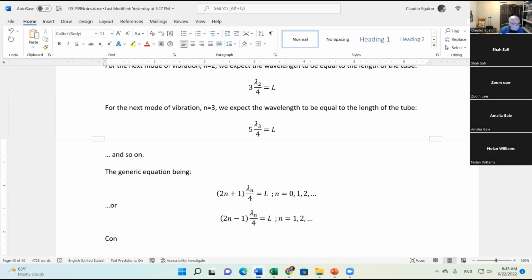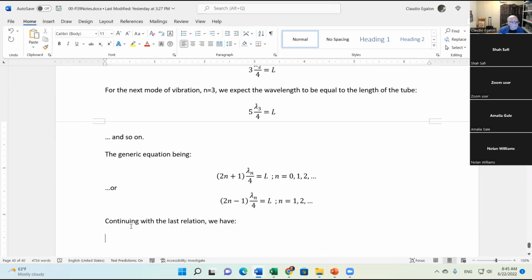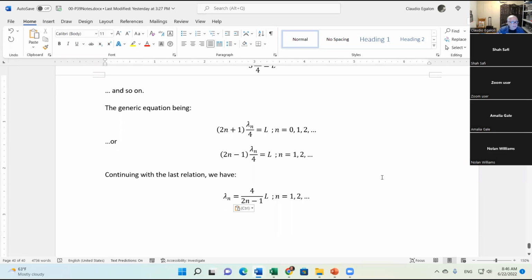Okay, continuing with the last relation, the wavelengths can be written in terms of L for n: 2n minus 1 equal lambda n equal L over 2n minus 1. Like that.